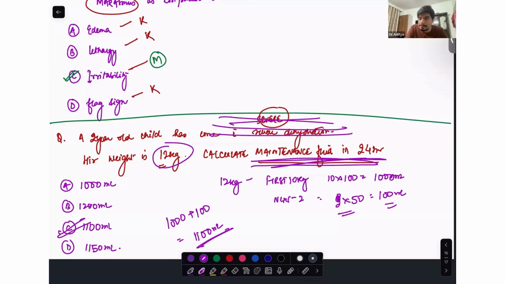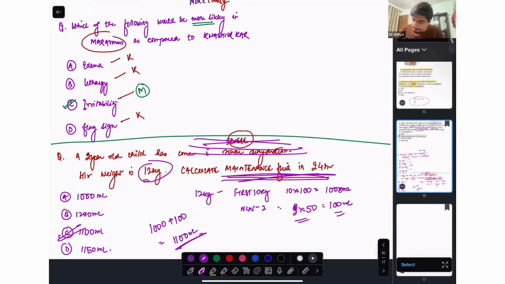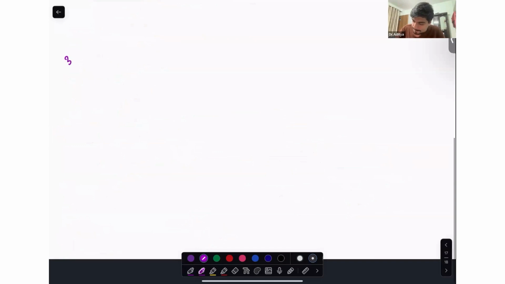All right. Someone is asking, let's say the weight is 35 kg. Let's calculate our maintenance fluid or something like that. Let's assume the weight is 35 kg.